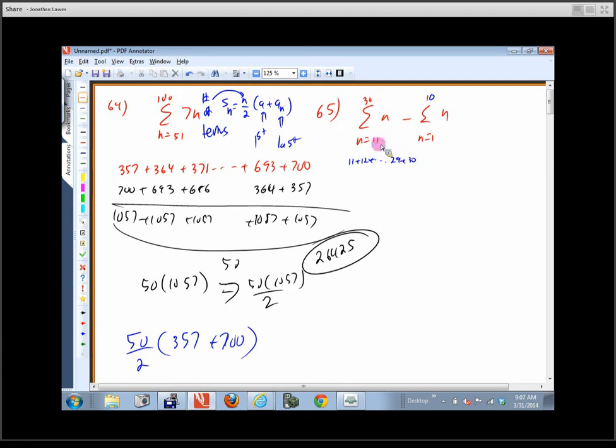Now the nice thing about this is, we're starting with a 1 in the ones place right here, just like we did right here. So remember, when I plug in a 51, that's the first term, 52, that's the second term, and so forth.